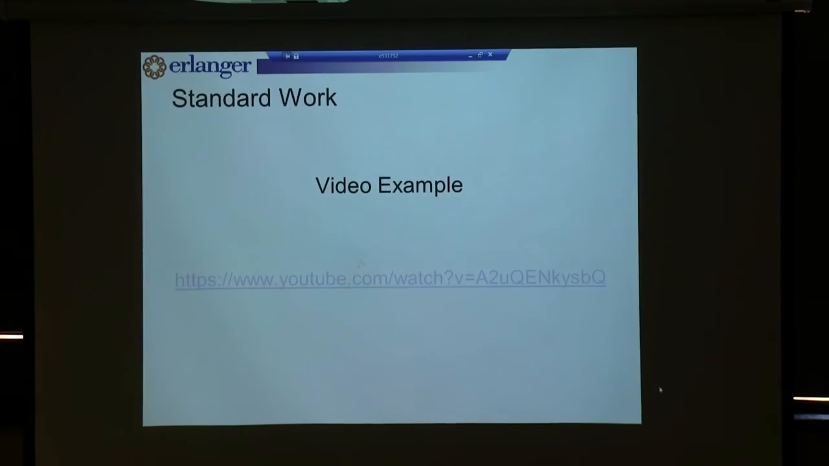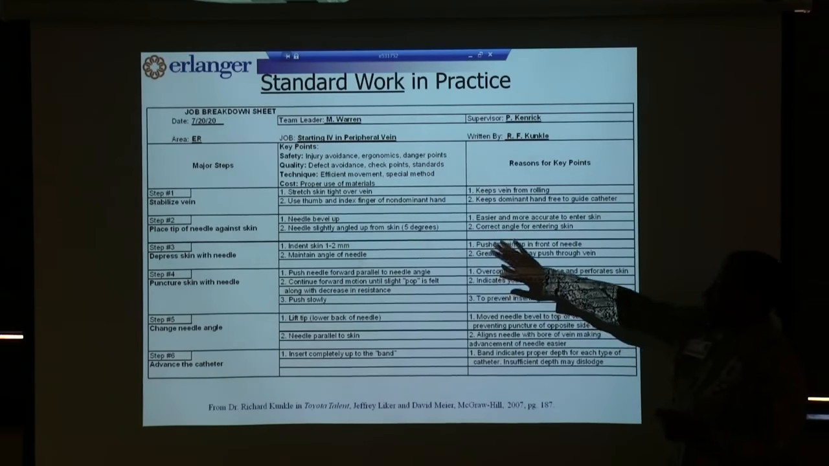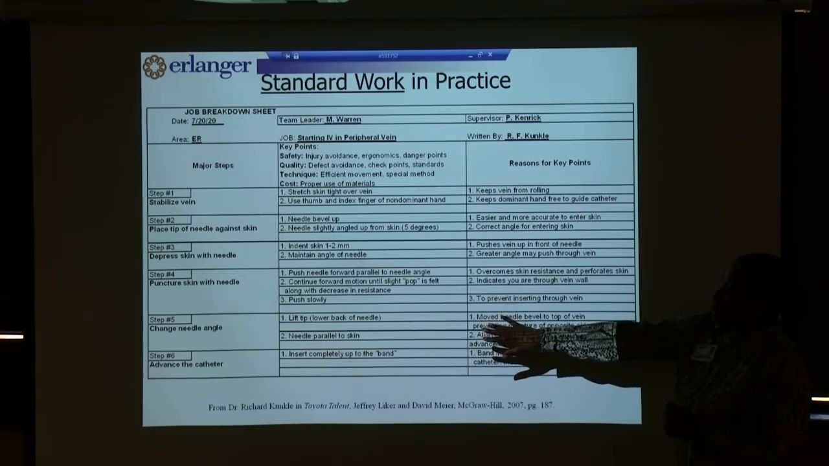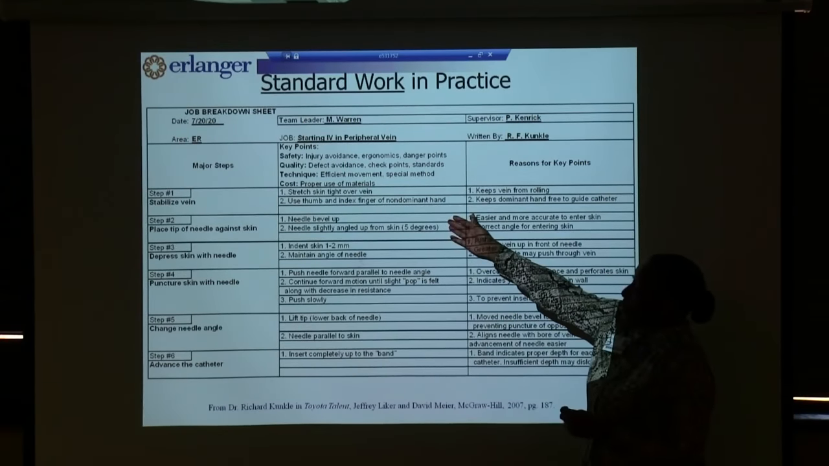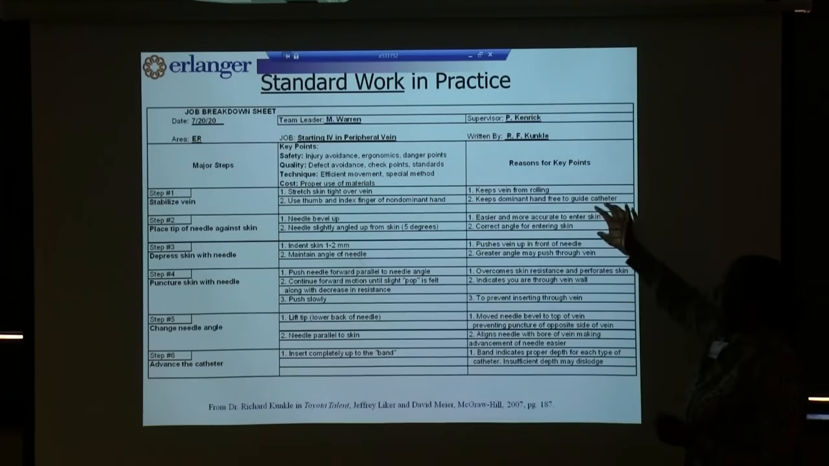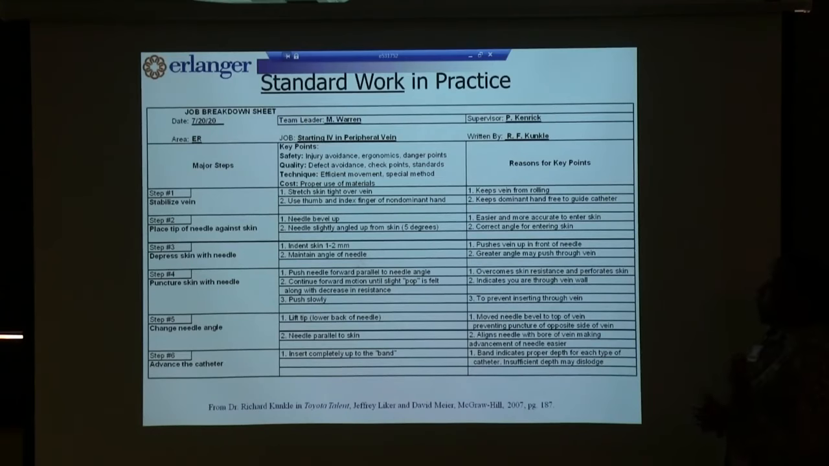Lastly, on standard work, this is an example that was borrowed from another hospital. As you can see, it's nothing that needs a lot of technology. This can be done very simply by laying out the steps. In this case, it's starting an IV in a peripheral vein. So you list all the steps that the person needs to take, but more importantly, you say why we need to do this. So it helps the person understand why they're following each of these steps.